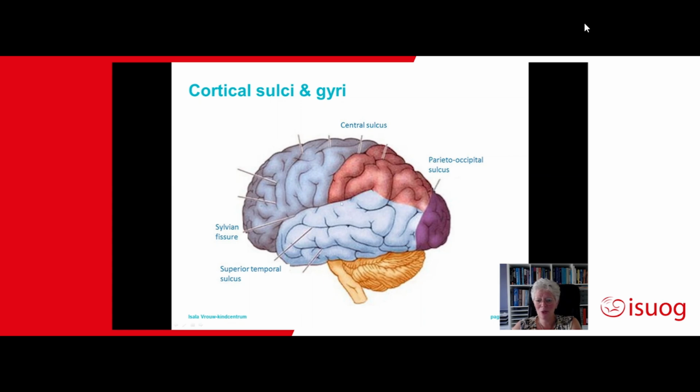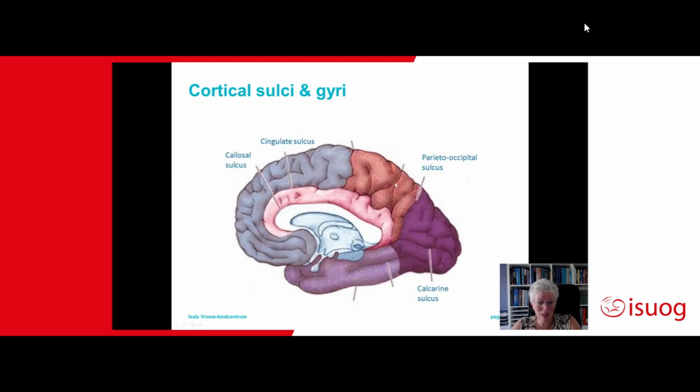That's this fissure over here. It's one of the first fissures to appear during development. And then we have the second sulcus, which is the superior temporal sulcus, which you can see over here in the temporal lobe. We have the central sulcus over here between the frontal lobe and the parietal lobe. And there we have the parieto-occipital sulcus over here between the occipital lobe, the temporal lobe over here, and here the parietal lobe.